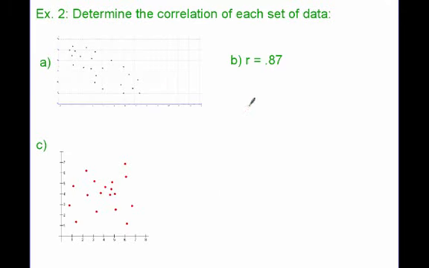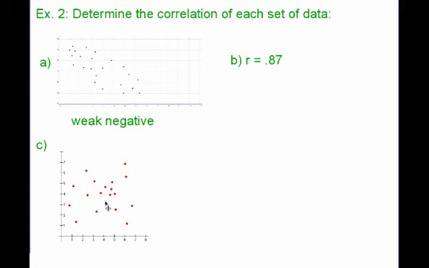So let's look at an example here. Example 2 says, determine the correlation of each set of data. So I'm asking, is it strong, weak, or no correlation at all? So let's look at A here. Well, it has some sort of correlation. We could see if we move this way that our data is sloping down. But our dots are very far apart. So we're going to call this one a weak negative correlation, because it has some correlation. They all trend in the same direction, but they're not very close to forming a straight line, so that's a weak negative.